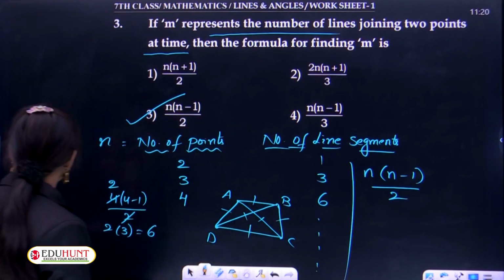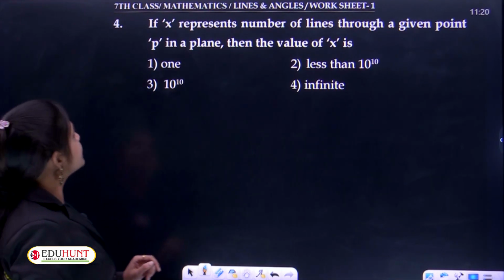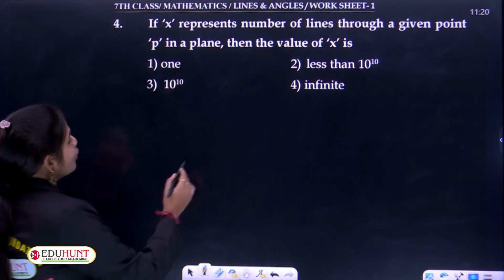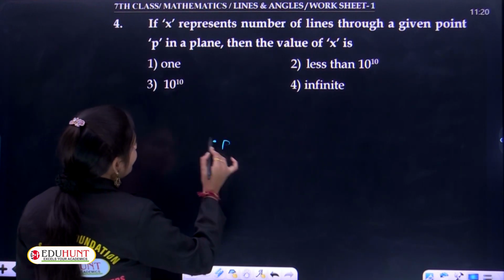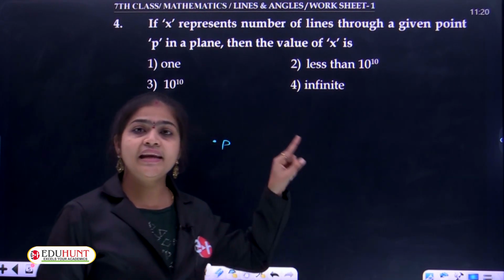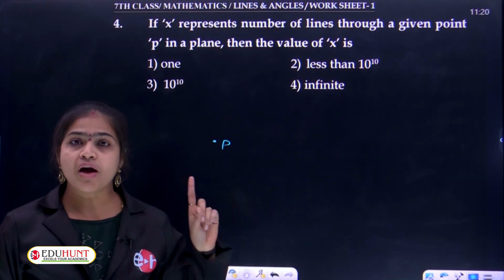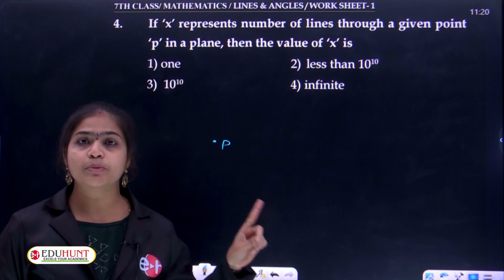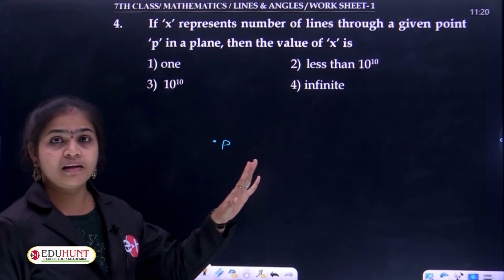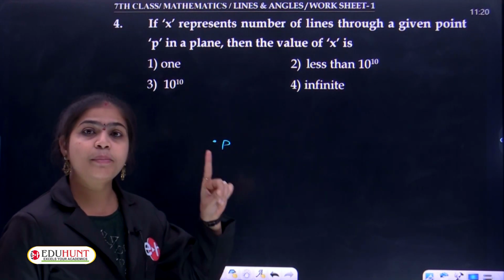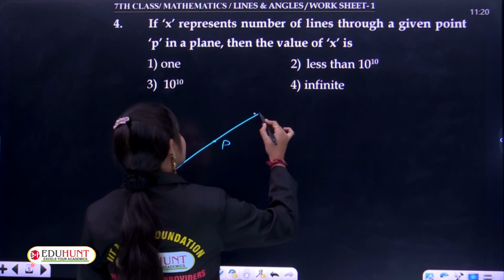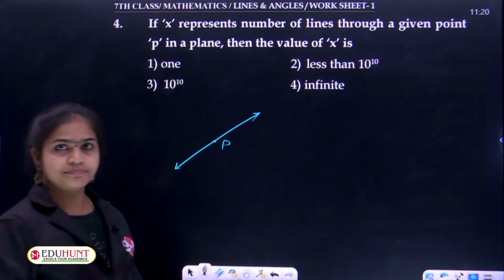Okay, yes. Next, fourth one, see here. If x represents the number of lines through a given point P on a plane, through that point, how many lines can we draw? One point is there. Here they are not asking about line segments, just how many lines. A line can be drawn using one point also, right? Why? Because a line can pass through that point.